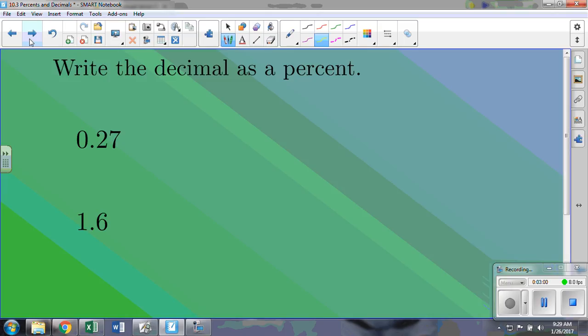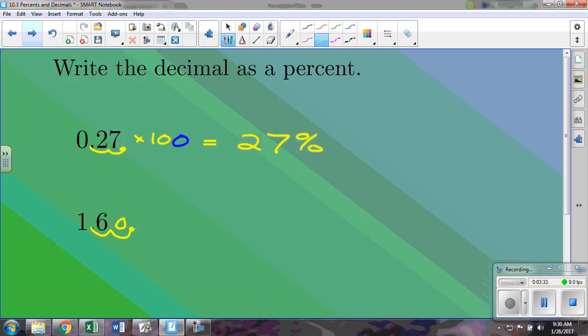To work the other direction, to change a decimal to its percent format, it's the exact opposite. Instead of 2 to the left, you just go 2 to the right. That's all. To change a decimal to a percent, it's multiplying by 100. And multiplying by 100 has the effect of moving it 2 points rightward, so 27%. We're done. 1.6 would go 2 points to the right, giving us a dead space 0. So 160%. That's it.